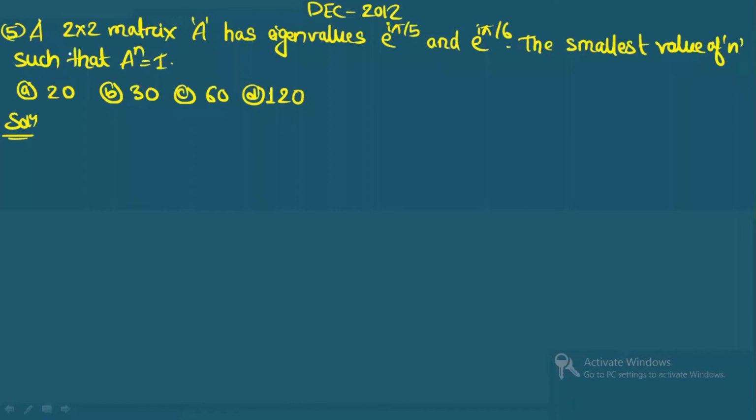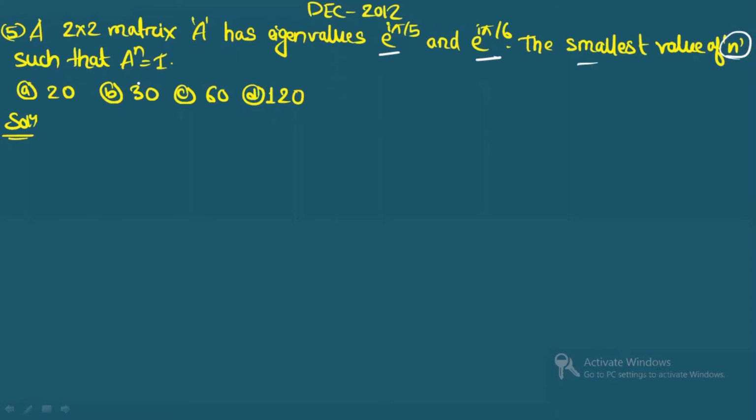So now let's see question number 5. A 2 cross 2 matrix A has eigenvalues e to the power i pi by 5 and e to the power i pi by 6. The smallest value of n such that A to the power n is equal to I, that is the identity matrix. So the eigenvalues of A are given to you, e to the power i pi by 5 and e to the power i pi by 6. You will have to find the value of n, and that too the smallest value.